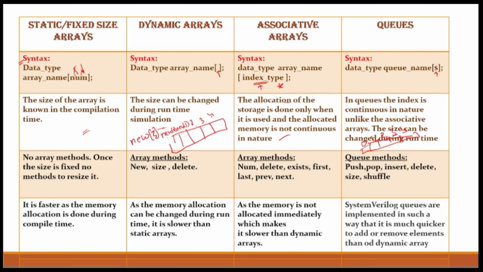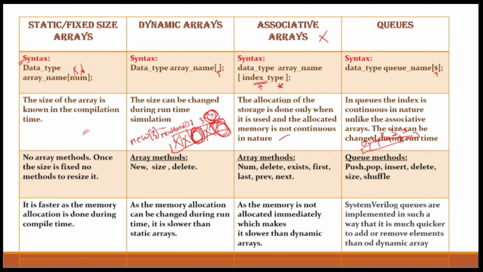But that doesn't happen in associative array, because when you want to use only a particular memory, you can call only that memory, and only that memory is created. Similarly, when you want to use only index 4, you call with index 4, and the memory is created only for index 4. There won't be any memory for indexes 0, 1, 3. That is why it is called not continuous in nature. Whereas in dynamic arrays and queues, this is not the case. They are continuous in nature.